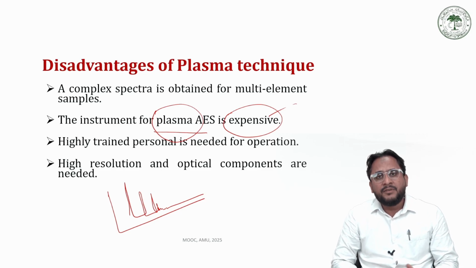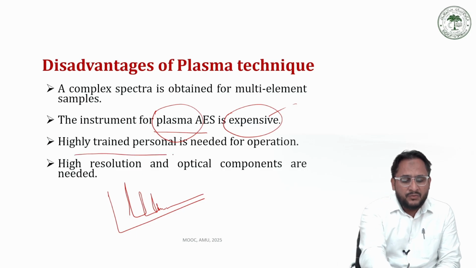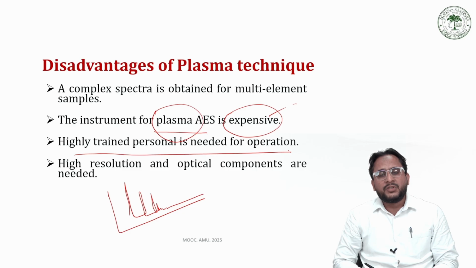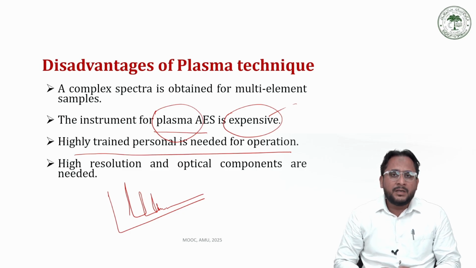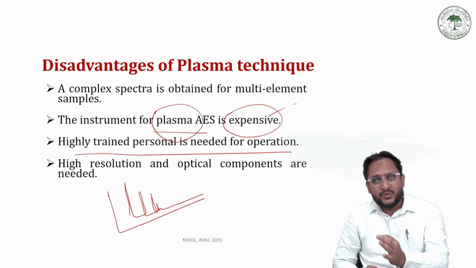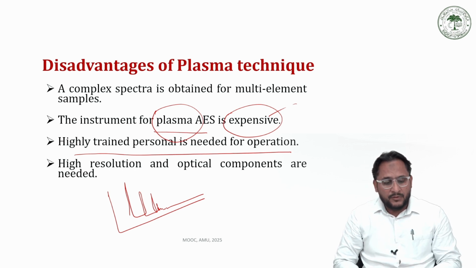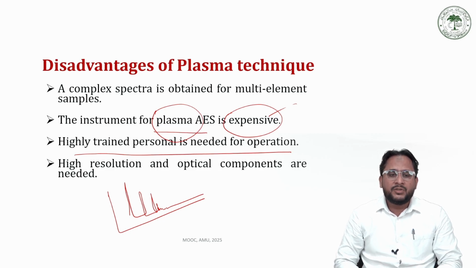Further, because very high temperatures up to 10,000 degree Kelvin are achieved, we need a highly trained person to operate this machine. We cannot allow anyone or everyone to use this technique. Therefore, we need extremely trained personnel for this. And since the machine is costly, even if some component is damaged, especially the high resolution and optical components, they are highly costly. If damaged, they require a huge sum of money for replacement or repair.